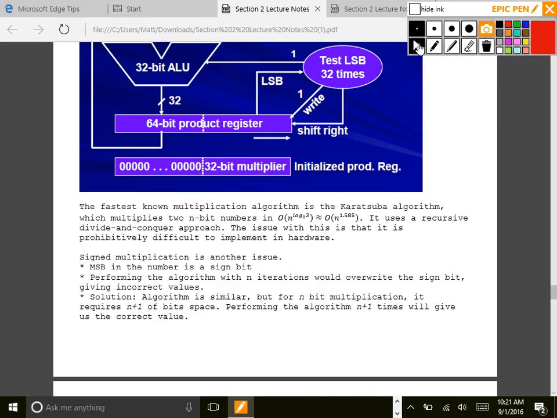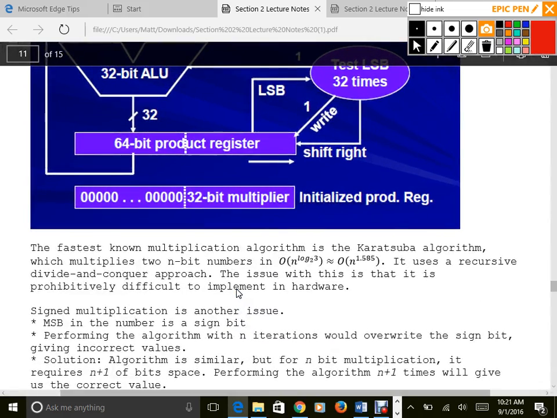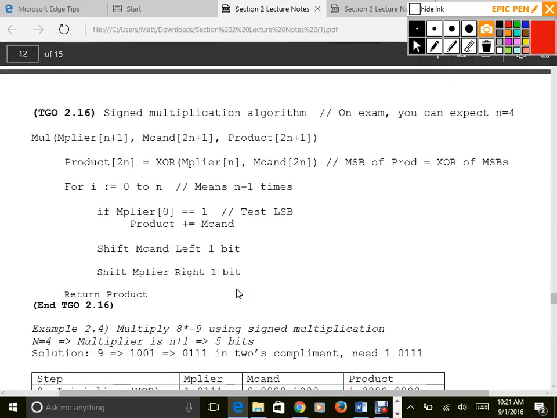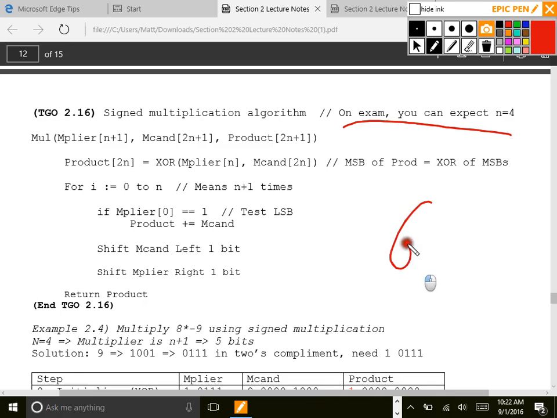So here is the actual signed multiplication algorithm. As I indicate here, on an exam or a quiz, when I ask this kind of question, you can expect that the number I give you can be represented in 4 bits. I will not give you 64. I will not give you 128, anything like that.